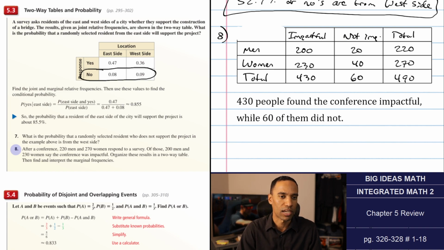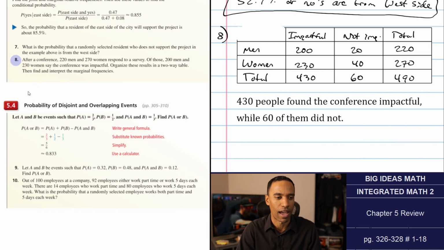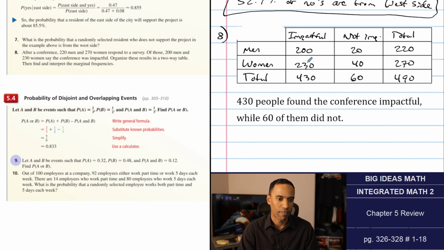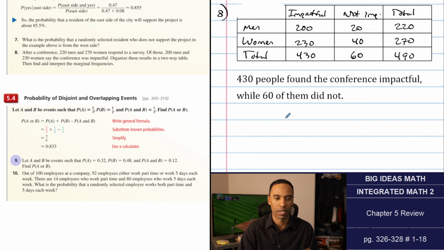All right, that was some on section 5.3. Let's move on to 5.4, probability of disjoint and overlapping events. Let A and B be events such that probability of A is 2/3, probability of B is 1/2, and probability of A and B is 1/3. Find probability of A or B.